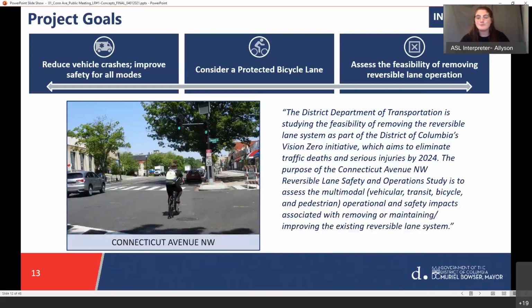In terms of the project goals, one, we want to reduce vehicle crashes and improve safety for all modes. Two, we want to consider a protected bicycle lane. And three, we want to look at the feasibility of removing reversible lane operations.